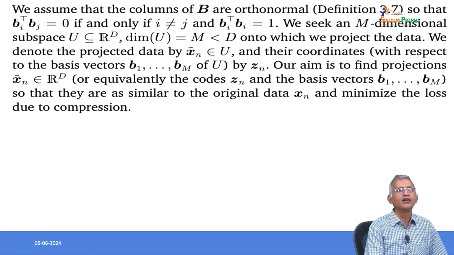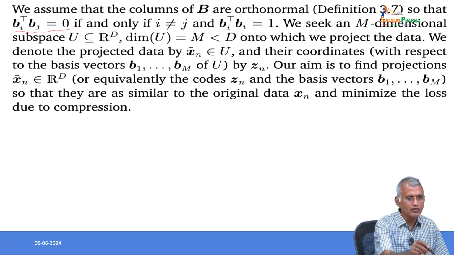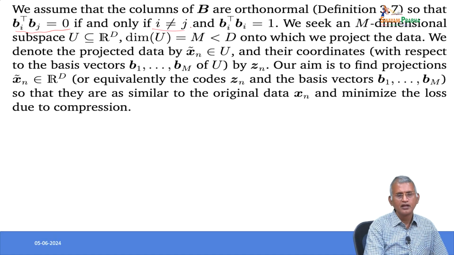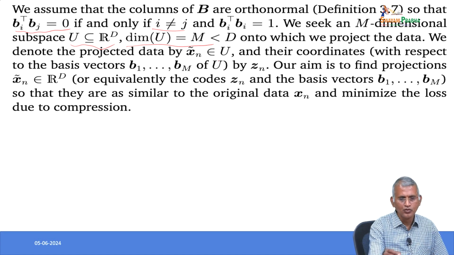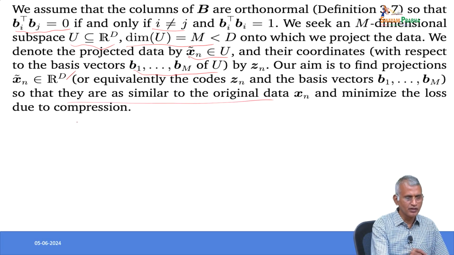So, we assume that the columns of B are orthonormal, so that b_i transpose b_j equals 0 if and only if i is not equal to j, and b_i transpose b_i equals 1. We seek an M dimensional subspace U, a subset of R^D, with dimension of U equal to M which is less than D, onto which we project the data. So, we denote the projected data by x̃_n in U and their coordinates with respect to the basis vectors b_1 to b_M of U by z_n. Our aim is to find the projections x̃_n in R^D, or equivalently the codes z_n and the basis vectors b_1 to b_M, so that they are as similar to the original data x_n and minimize the loss due to the compression.